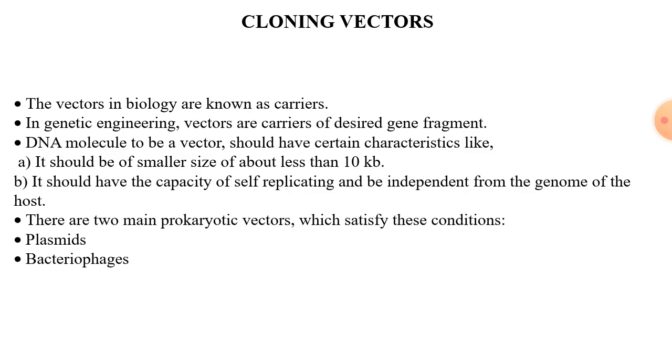DNA molecule to become a vector should satisfy certain criteria. It should be smaller in size, and it should have the capacity to self-replicate and be independent from the genome of the host. There are two main prokaryotic vectors which satisfy these conditions: plasmids and bacteriophages. Bacteriophages, although they don't behave like a living organism outside a host, when they inject their genome into the host, the genome does not integrate with the bacterial genome and is self-replicating.